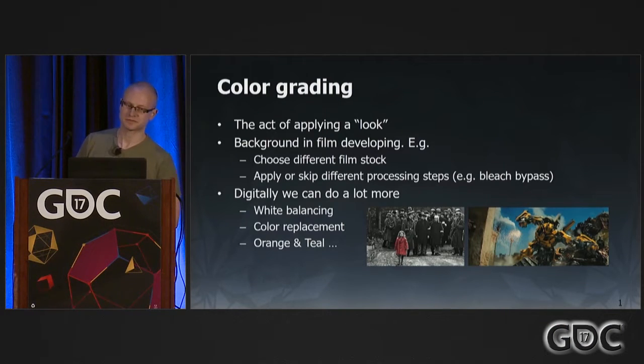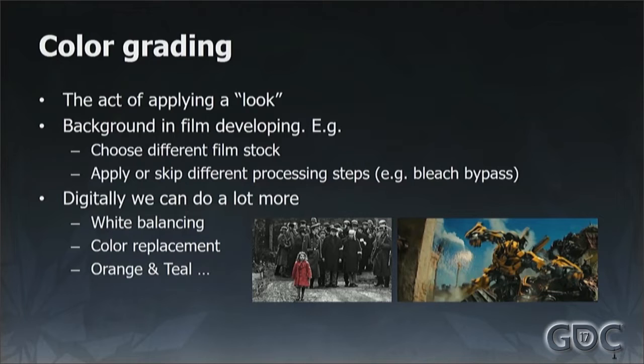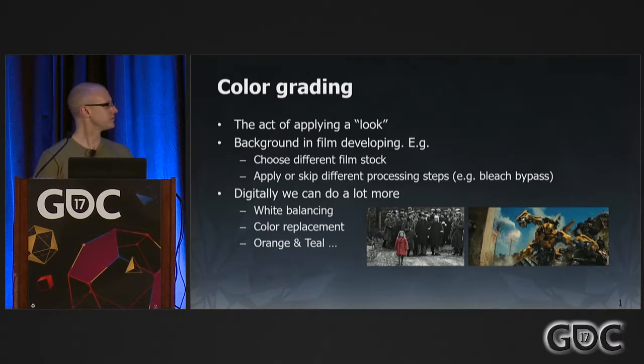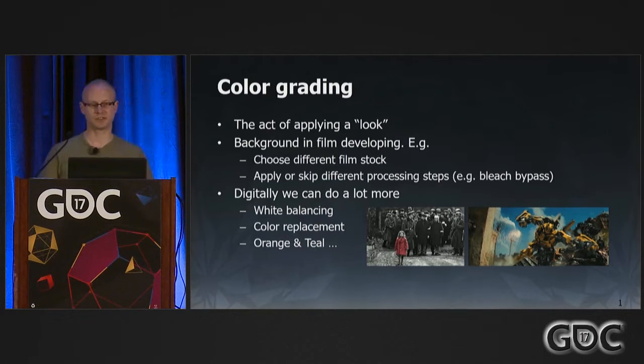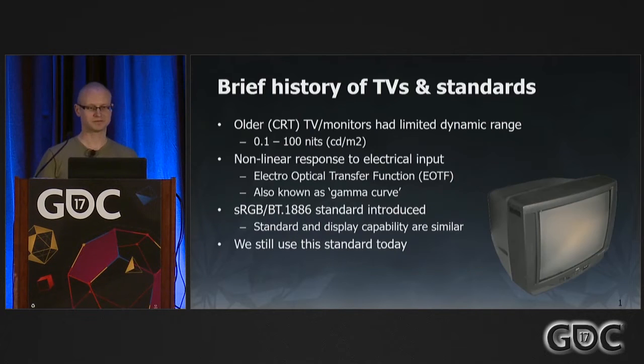And color grading. This is the act of applying a look to your game. Again, it's got its background in film stock. For example, in film development, you might choose to skip a process, such as the bleaching stage, called bleach bypass. And this would produce a different look, a very silvered, high-contrast look. But digitally, of course, we can do a lot more than this. We can do white balancing, we can do color replacement, color enhancement, push them back. We can do orange and teal if we want. And yeah, we can do an awful lot more here. We can fix a lot more in post.